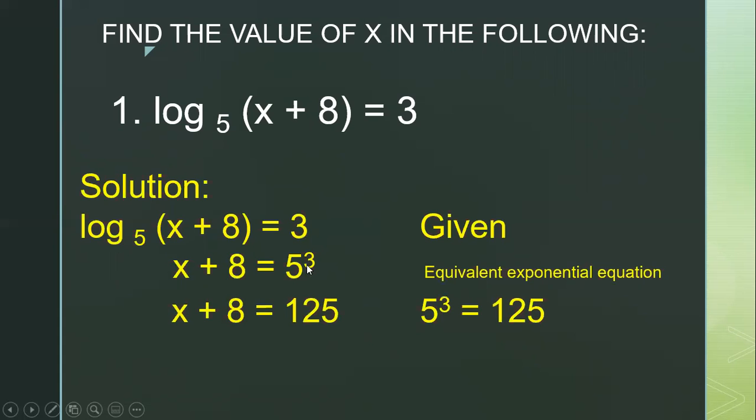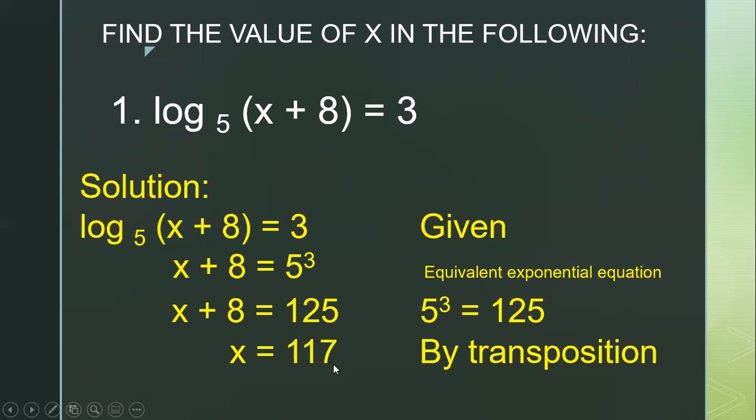And then solving 5 raised to the third is equal to 125. Then transpose 8 on the other side, then the value of x is equal to 117. Okay? Because it's 125 minus 8. That's why it's equal to 117.